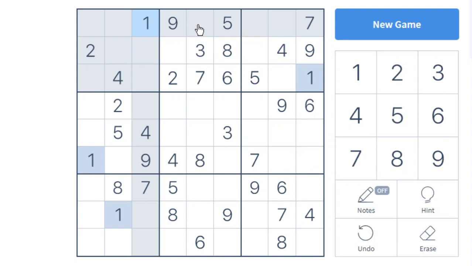Now, what you have to do here is think. I have 2, 3, I don't have 4, 5, 6, 7, 8, 9. Now, I don't have a 9, I don't have a 4, and I don't have a 1 in this square. Now you might be saying, okay, well, do I place the 4 here? Or do I place the 4 here? Do I place the 1 here? Or do I place the 1 here?